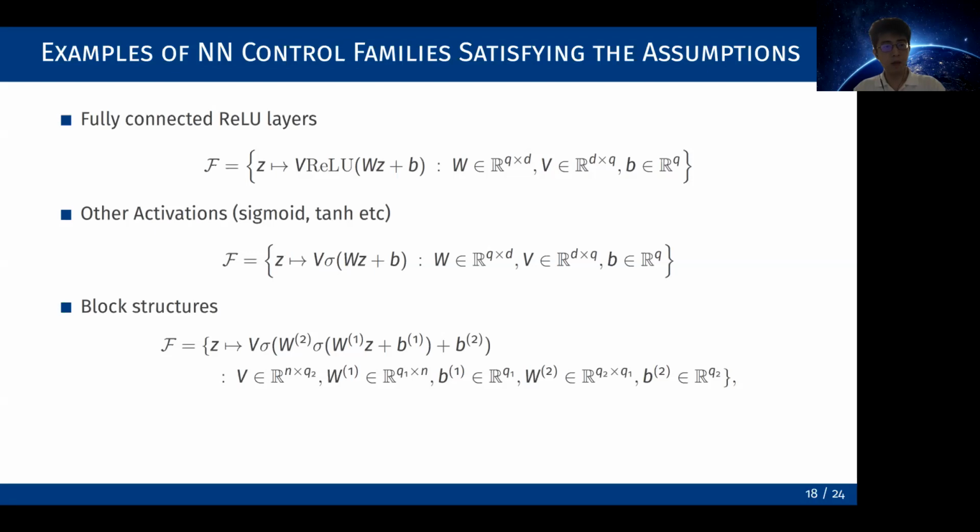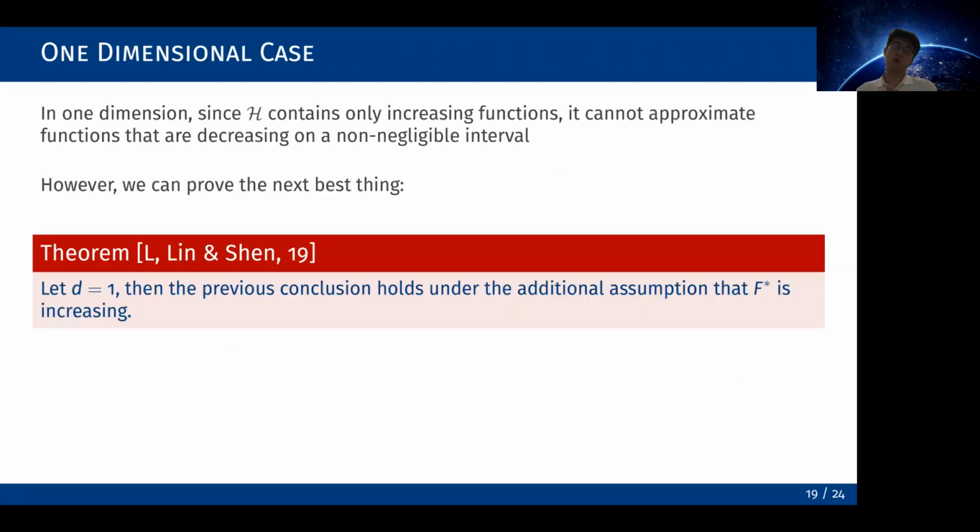All right. So I said something about higher dimensions. In one dimension, it turns out that this result is not true, in that in the one-dimensional case, there are functions we cannot approximate even in LP. This is because of this topological issue that we discussed before. However, what we can actually prove in one dimension is the next best thing.